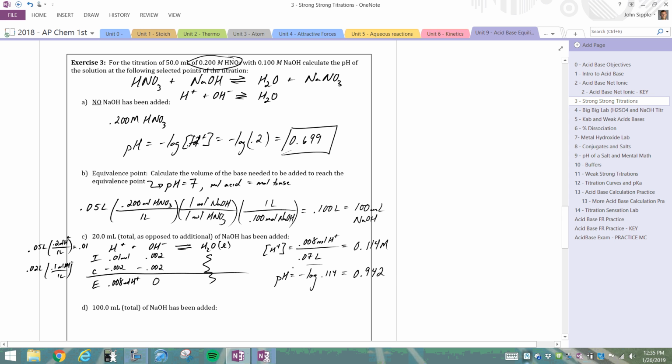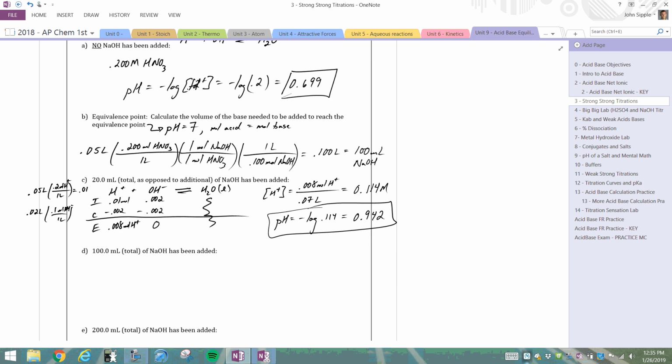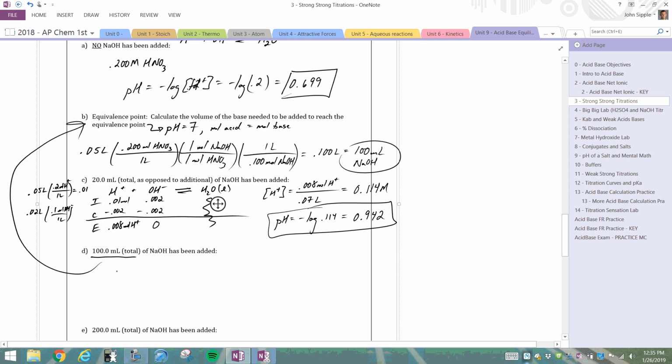Okay, so there we go. All right, well, let's figure out, after we add 100 milliliters, what the pH is. Well, wait a minute. Didn't we just do that? Remember, up at the equivalence point up here, we already worked. They asked us for the volume of base needed to reach the equivalence point. Remember, it was 100 milliliters. So, okay, great.